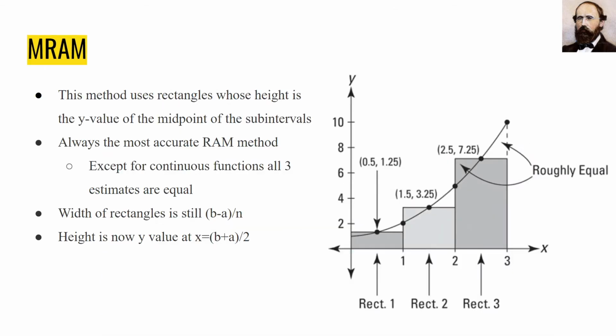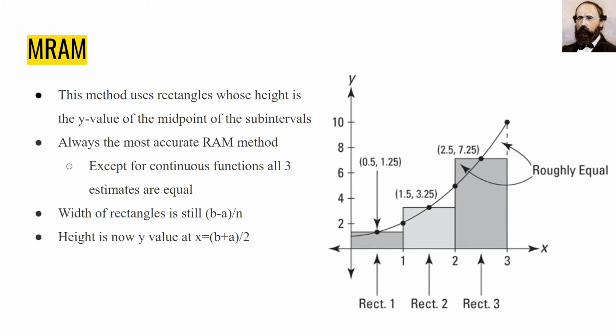All right. We're going to move on to MRAM. And this method uses rectangles whose height is the y value of the midpoint of the subintervals. And you can see those little dots in between the rectangles on the right-hand side. And MRAM is typically the most accurate RAM method. And except for continuous functions, all three estimates are equal.